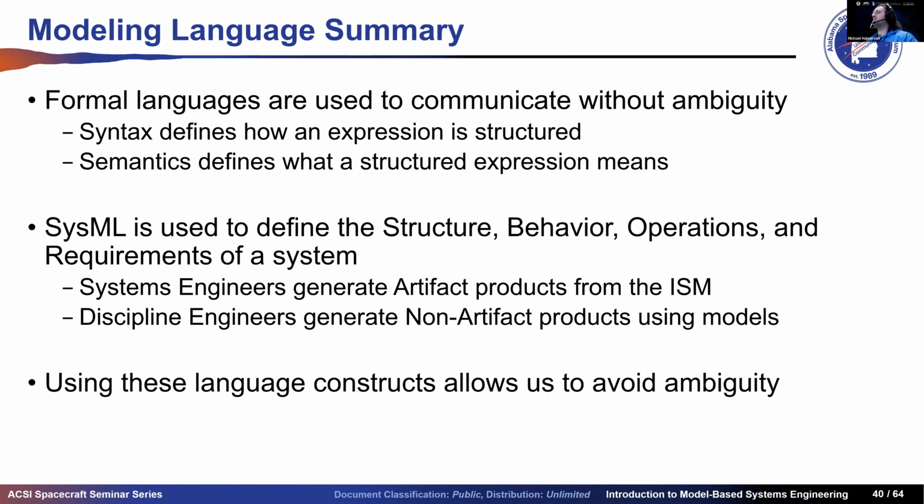So to summarize, we're using formal languages, but we are not ourselves interacting with the syntax and semantics. We are defining structures of the system. We are defining behaviors. We're defining requirements. And then we're linking all of that together. And that's possible using the formalized modeling languages with the machine readable language. It's a formal language. And we do it to avoid ambiguity. And when we avoid ambiguity, we communicate to our stakeholders more effectively.